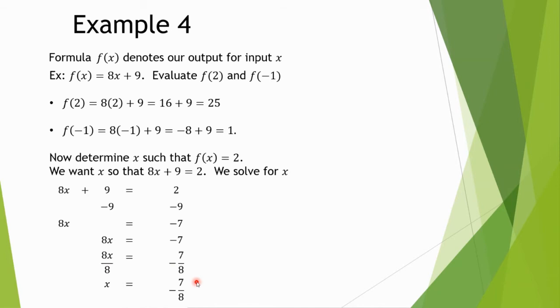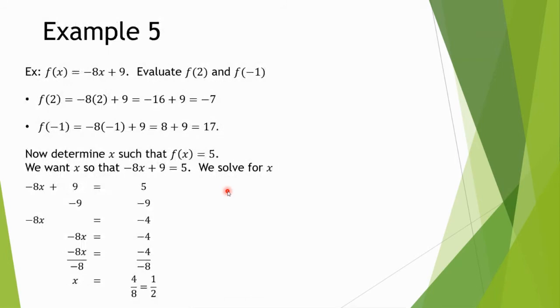So this is telling us if our input, so if we put into the function negative 7 over 8, we will get 2 back. That's what this is telling us. Good. Let's do another one. So this one's a little bit different. Instead of 8x plus 9, this is negative 8x plus 9. So the only difference here really is we're multiplying by negative 8 and then adding 9.